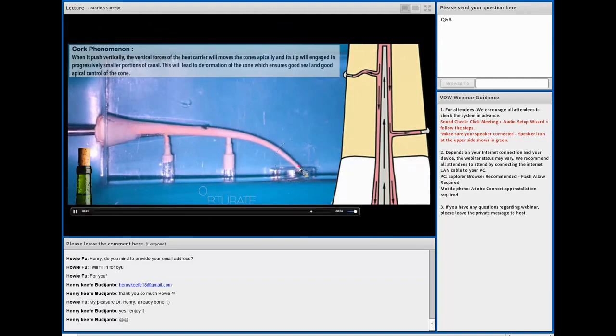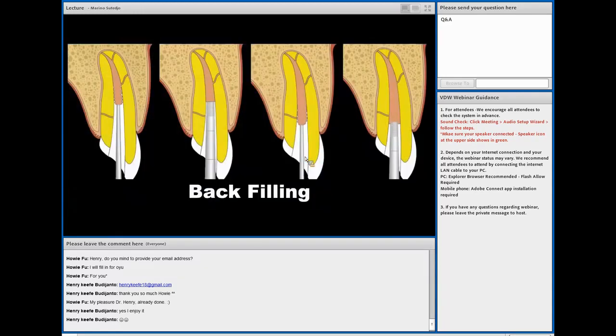This is important because if you are looking at gutta percha that is close to or at the working length, and you apply heat and condense vertically, you might end up with overfilling or overextension of your gutta percha. So that's why we need to understand the right size of your gutta percha with the right depth of our heat plugger.